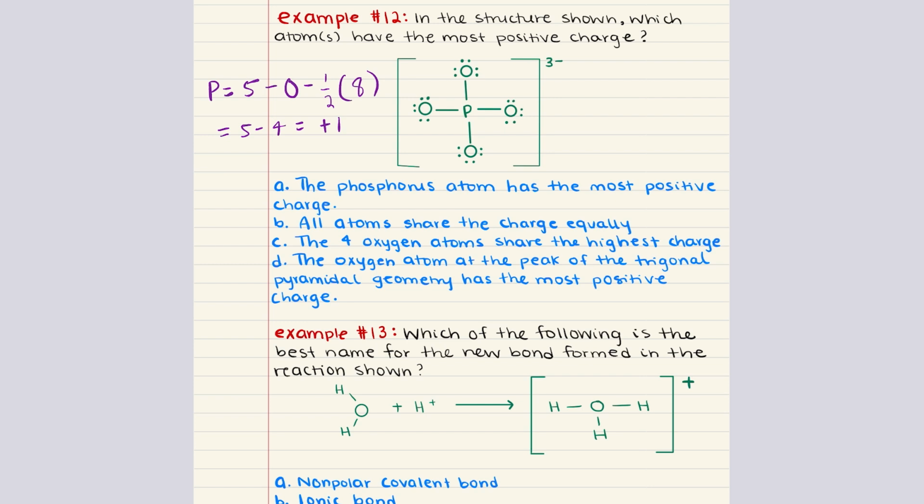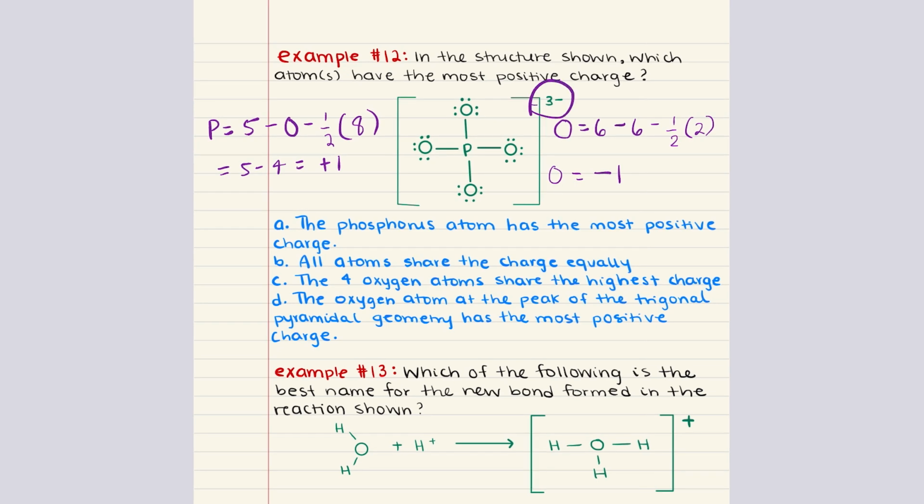Now, each of these oxygens is equivalent, so we really just need to calculate the formal charge for one of them, and it's going to be the same for all 4. Same thing, valence electrons for oxygen at 6, minus lone pairs, non-bonding electrons. Each oxygen atom has 6 of those, minus 1/2 multiplied by the number of bonding electrons. Each oxygen participates in 1 single bond with phosphorus, so that is 2 total electrons. If we calculate this for oxygen, it's 6 minus 6 minus 1, so each oxygen atom actually has a charge of -1.